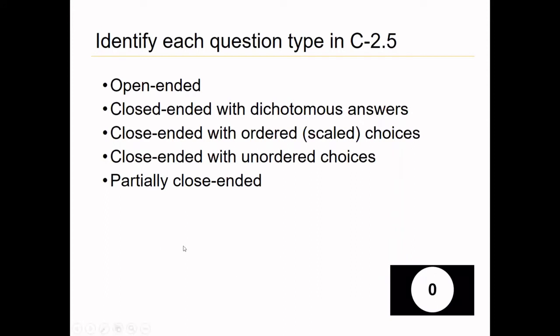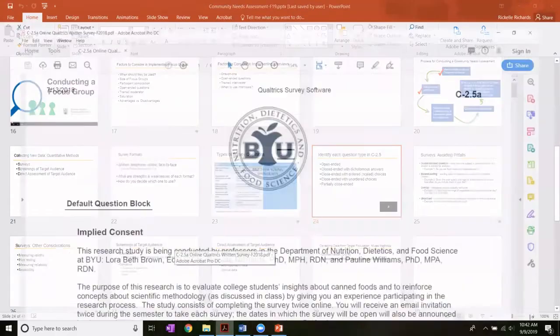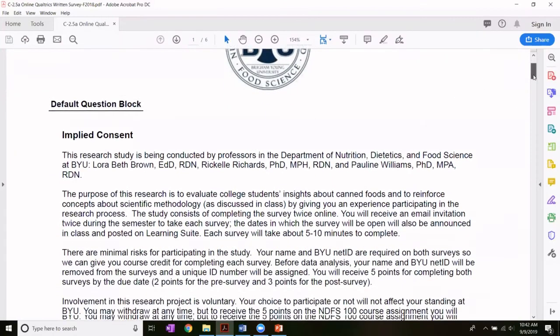So hopefully that gave you enough time to look through those survey types. And I do want you to be able to identify, on the exam, if I give you a survey question, which category it would fit into from those listed here. So I'm going to go ahead and go out of PowerPoint for a minute because I want to pull up a couple of the surveys. So the online survey actually has most of the question types in it.